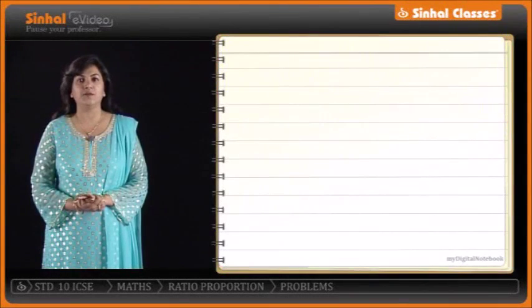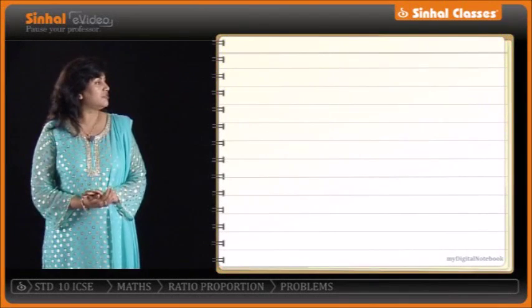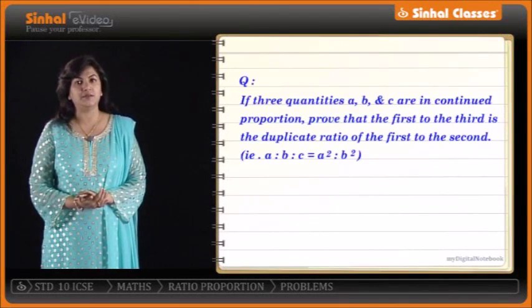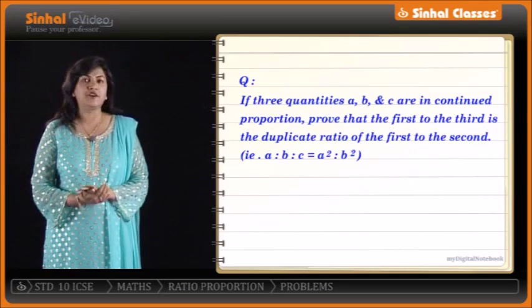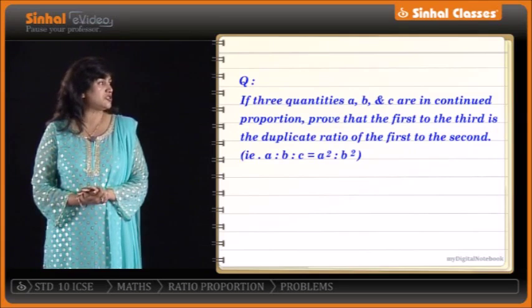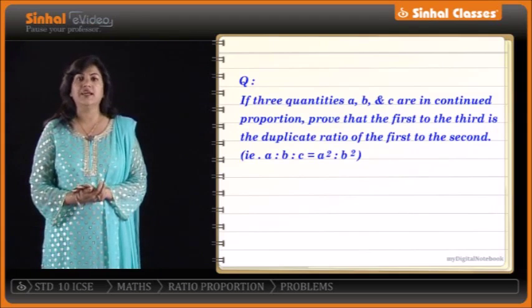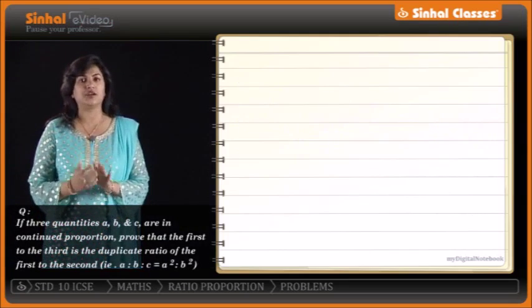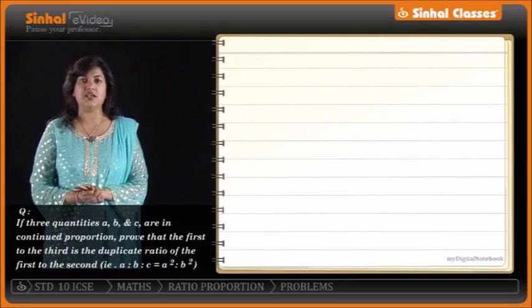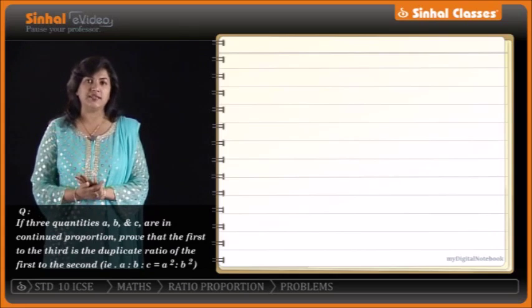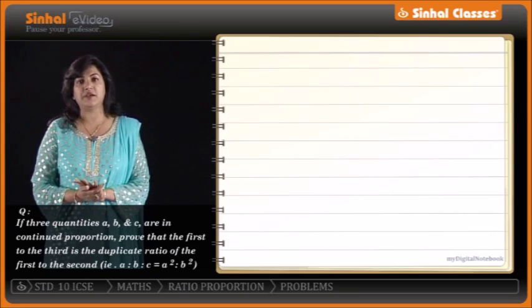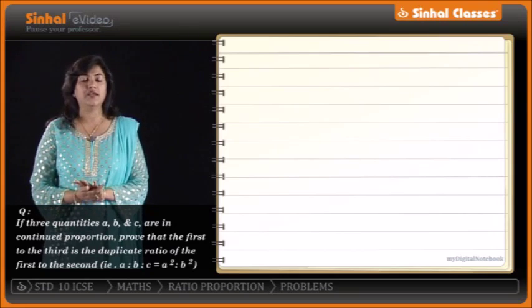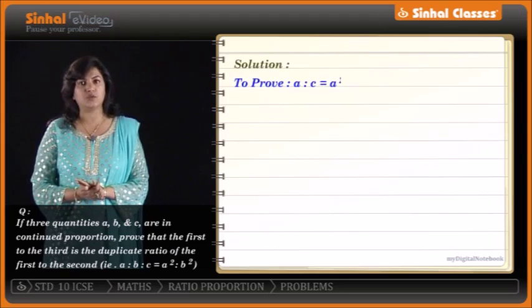Now we will be solving some problems on proportion. If three quantities A, B, C are in proportion, prove that the first to the third is the duplicate ratio of the first to the second. Let us take the three quantities as A, B and C. Now first to the third, that is A is to C, is the duplicate ratio of first to the second. First to the second is A is to B. Its duplicate will be A square is to B square. That is, we want to prove A is to C is equal to A square is to B square.